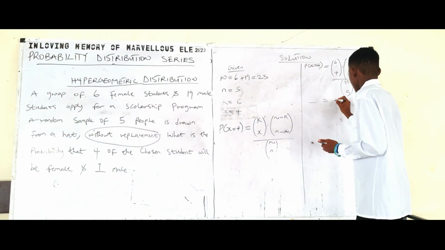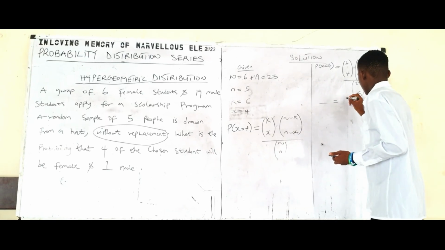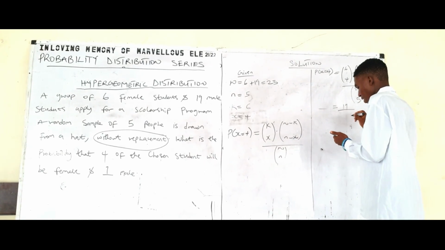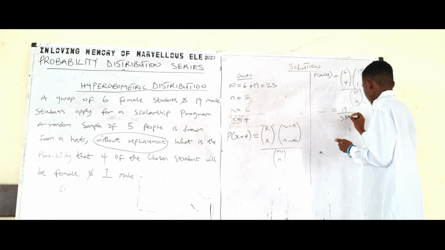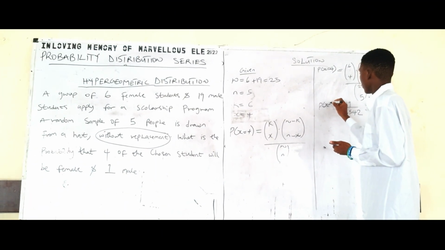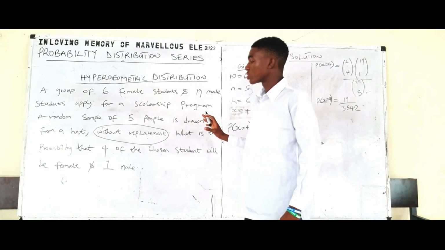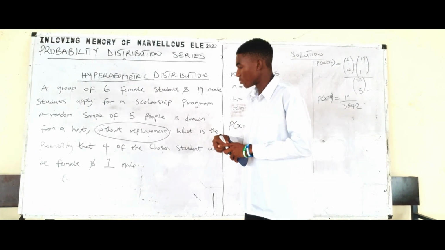So our final answer is 19 over 3 by 4. This is the probability that 4 of the chosen students are female and 1 is male.